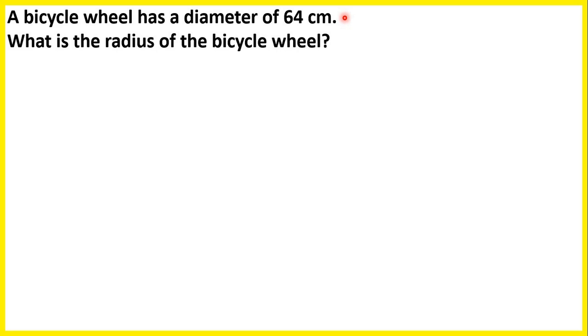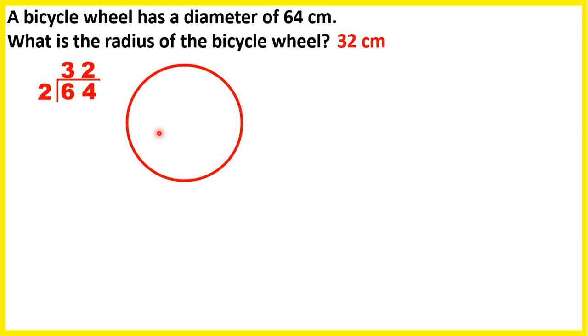A bicycle wheel has a diameter of 64 centimetres. What is the radius of the bicycle wheel? So the radius will be half of the diameter. So we can divide 64 by 2, and that gives us a radius of 32 centimetres.